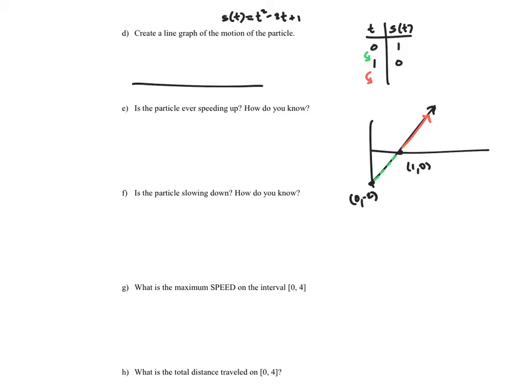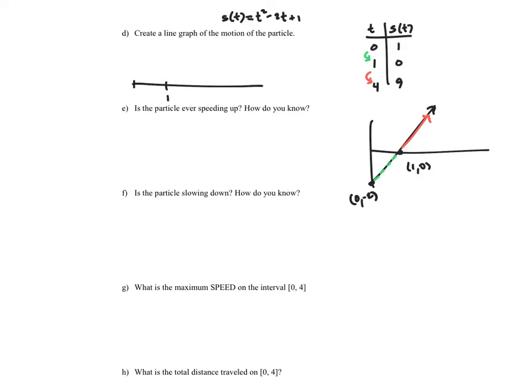Okay? So let's just pick a number greater than 1. Let's go 4. If I plug a 4 in, I get 16 minus 8, which is 8, plus 1, which is 9. So I get the point (4, 9). And I know that the velocity will be positive, so it'll just continue to move to the right. So let's plot these points in order. So at time 0, the particle is at position 1.